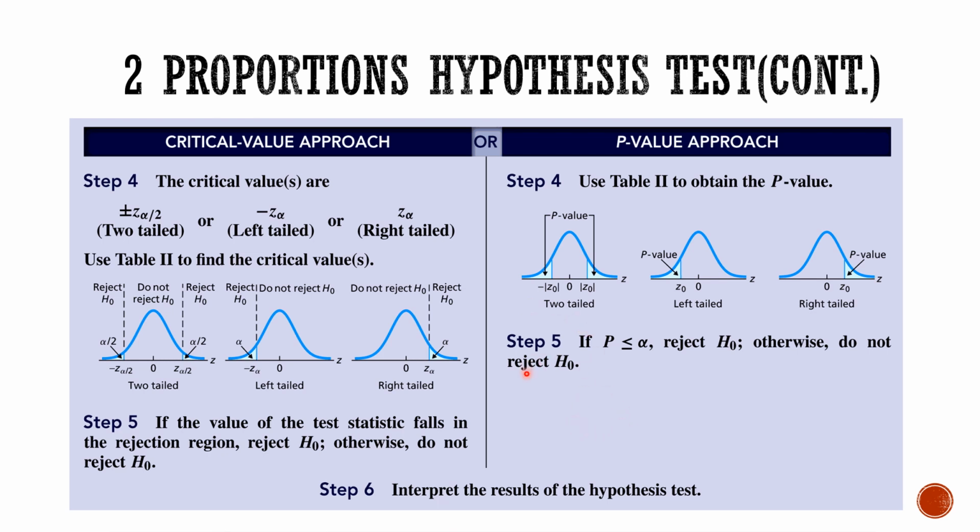In step 5, we take a decision whether we reject or do not reject the null hypothesis. So if using the p-value approach, if p is less than or equal to alpha, we reject the null hypothesis, otherwise we do not. And for the critical value approach, we check in which region our test statistic falls and accordingly take a decision. And finally, step 6 is interpret the results. It's last but not the least, because it's very important to state the interpretation correctly.